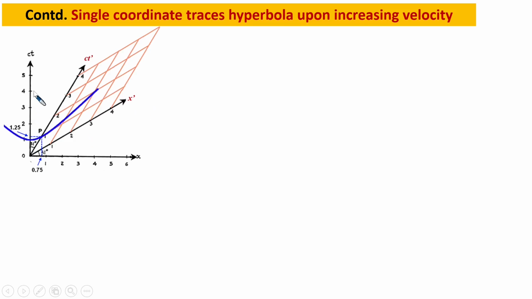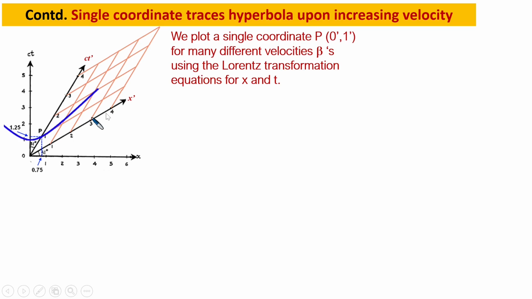So here you see this is a coordinate, and this is your point P here. This is a moving frame, and this point P has a value of x as 0.75 and 1.25 on the ct axis in the stationary frame. So we plot here a single coordinate point 0, 1. I have written prime here because it is in the prime frame. So x is 0 here, and time is 1. I have plotted 0, 1 for many different velocities beta using the Lorentz transformation equation for x, that is, for different values of beta.